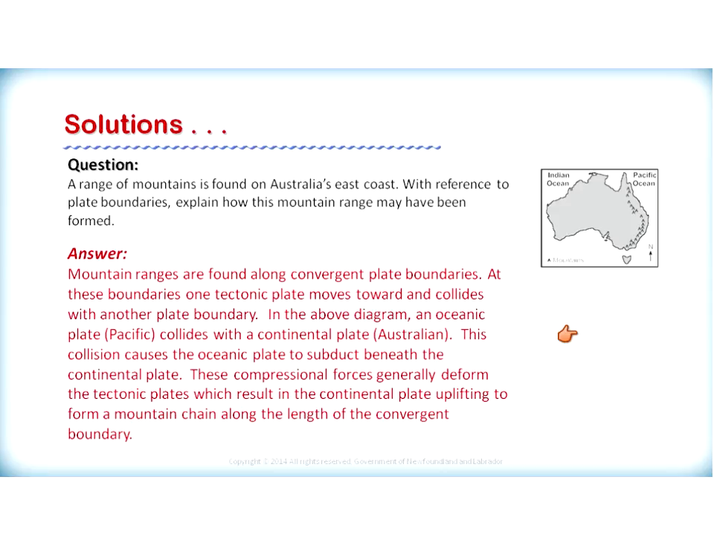In the diagram to the right, an oceanic plate, which is the Pacific plate, collides with a continental plate, which is the Australian plate. This collision causes the ocean plate to subduct beneath the continental plate. These compressional forces generally deform the tectonic plates, which result in the continental plate uplifting to form a mountain chain along the length of the convergent boundary. So this answer would be one of the possible answers to explain why you find mountain ranges along the edges of continents.